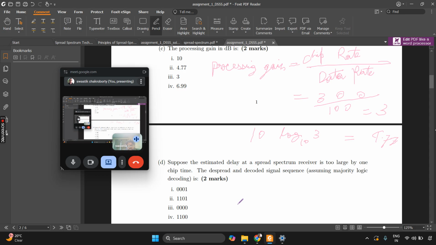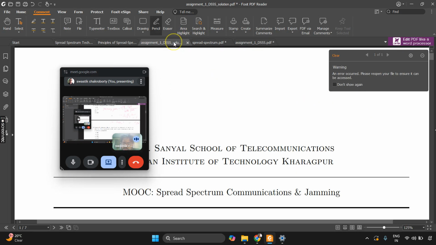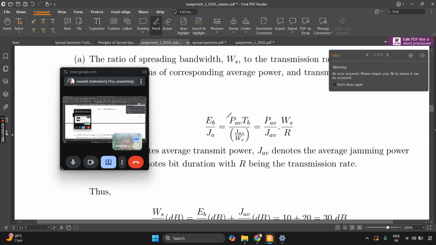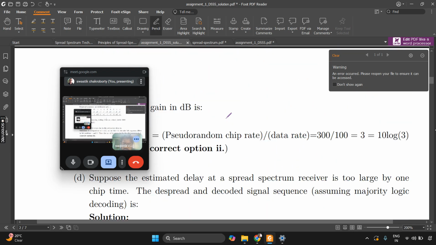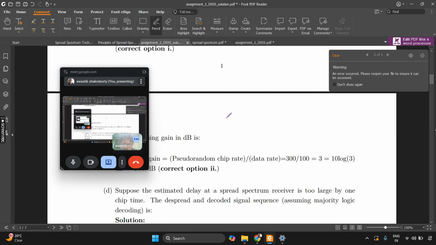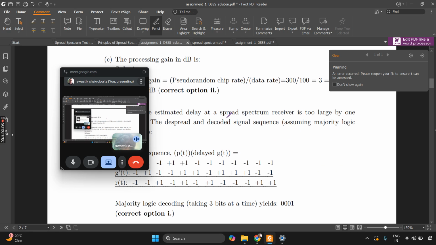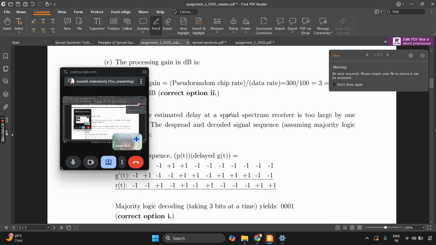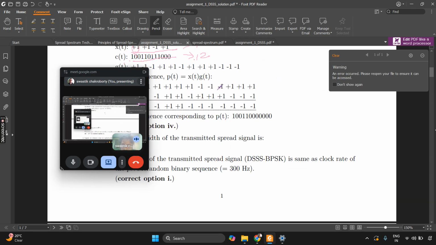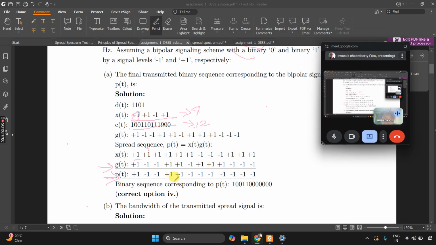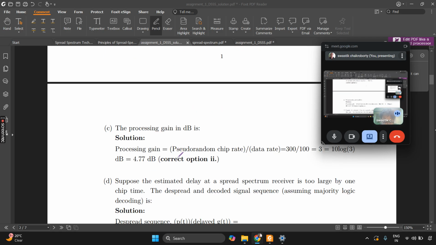Okay, so now we go to the solution for this one. The solution is 0001 if you have got it correctly. What happens is, because we have delayed the GT, the correct GT was something like this: plus 1, minus 1, minus 1, plus 1, and so on.